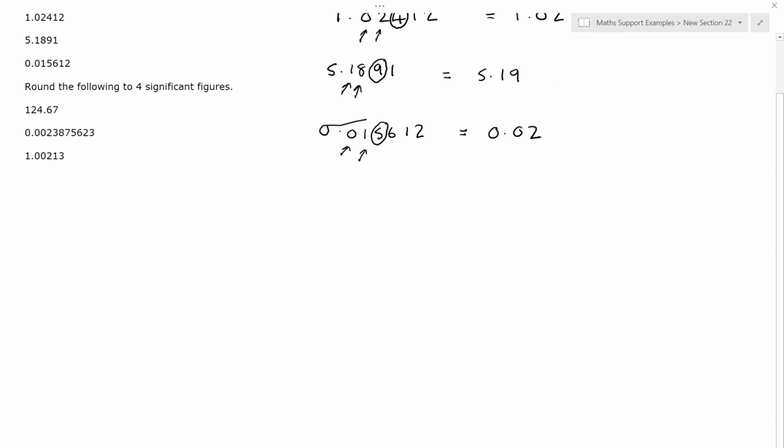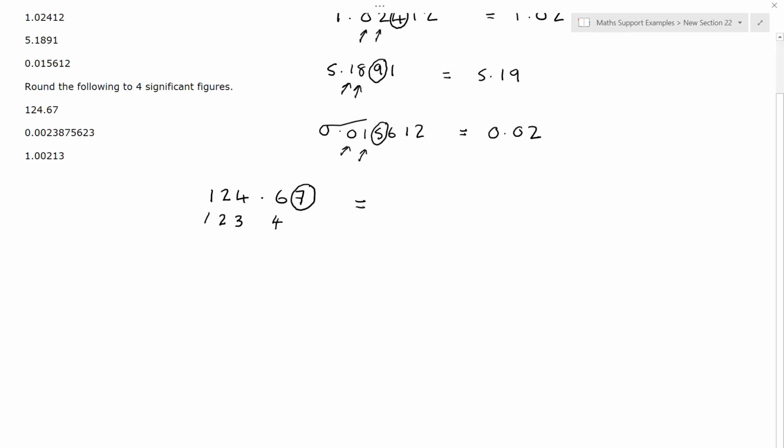Let's have a look now at rounding to, say, 4 significant figures. Let's consider 124.67. Now 1 is my first significant figure, 2 is my second significant figure, 4 is my third significant figure, and the 6 is my fourth significant figure. To know whether to round up or stay as I am, I therefore need to look at my 5th significant figure. My 5th significant figure is 7, which is greater than 5. So I therefore need to round up.